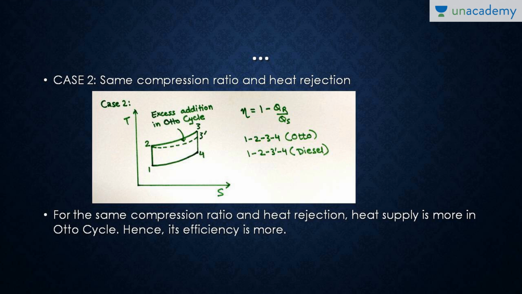So as you can see in this figure, more heat addition is in which cycle, Otto cycle or diesel cycle? More heat addition is in Otto cycle. So the efficiency of Otto cycle is 1 minus QR upon QS. Otto cycle has more heat addition, therefore its efficiency is more, because denominator is increasing, its reciprocal will decrease, hence efficiency will increase. So Otto cycle has more efficiency than diesel cycle for same compression ratio and heat rejection.